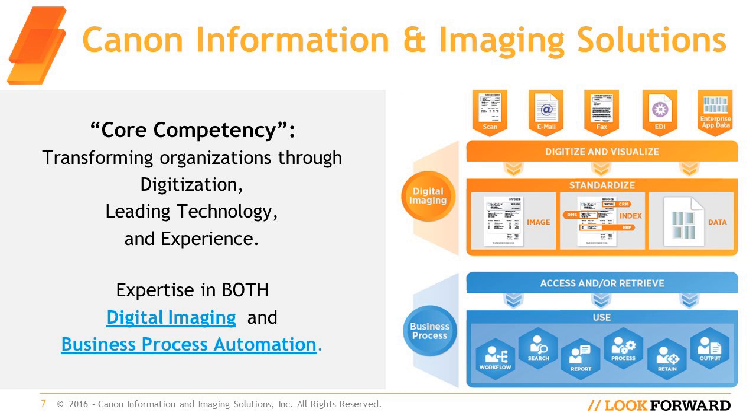As far as Canon, our core competency, of course, is transforming organizations through digitization, leading technology, and experience. We have expertise in both digital imaging and business process automation. So anywhere there is paper, we can help you automate that process. Today we're going to hone in on one of our really leading technologies that we're sharing with clients worldwide, and that's the AP Automation Solution.